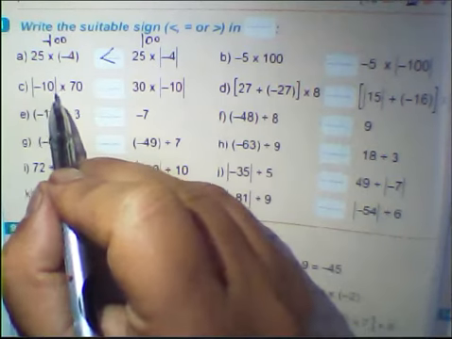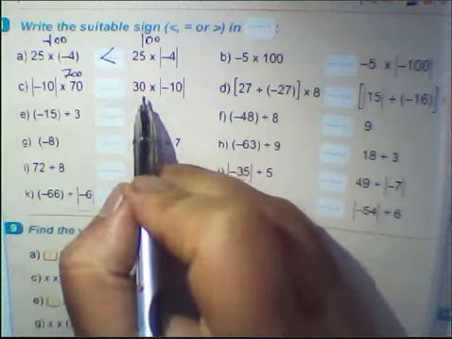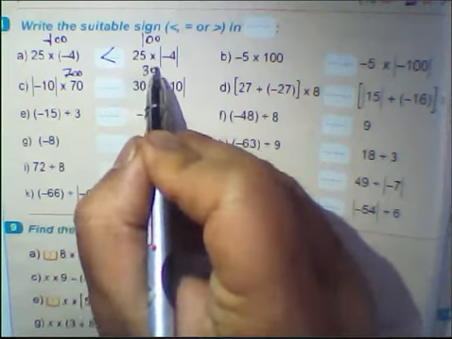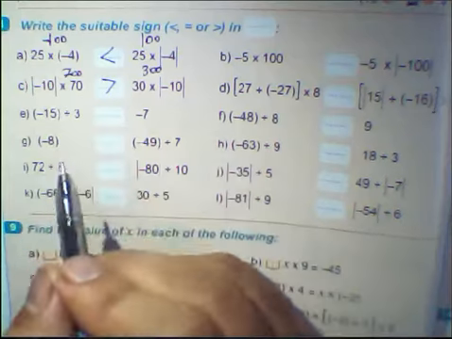The absolute value of negative 10 equals 10. 10 times 70 equals 700. 30 times the absolute value of negative 10 equals 10 times 30 equals 300. 300 and 700. We can write more than.